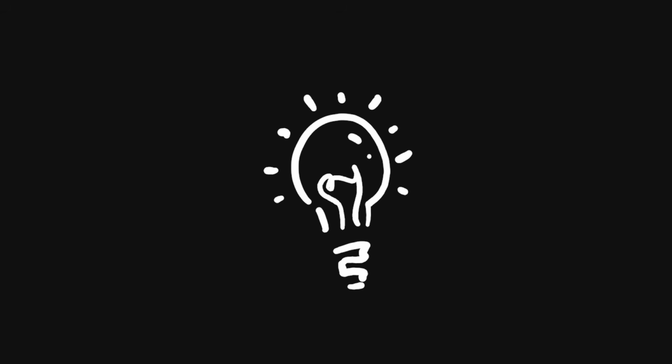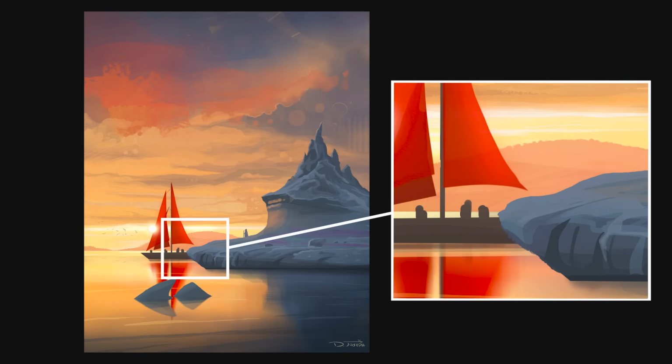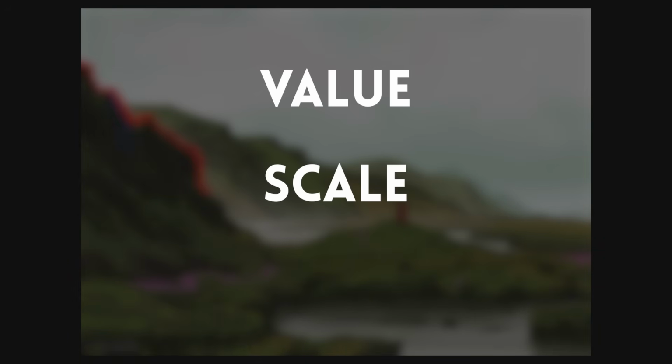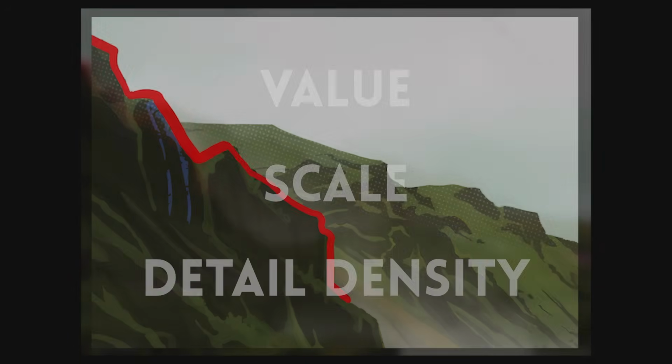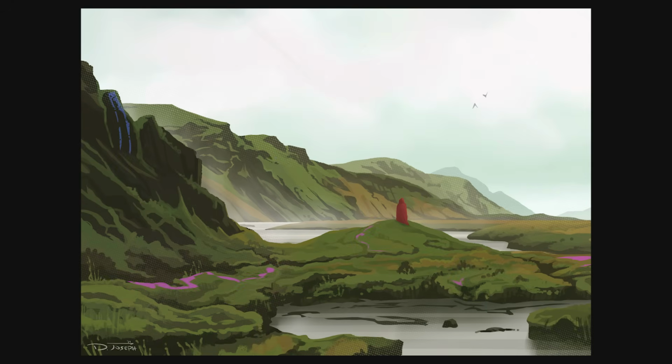The next idea would be overlap. Overlap is a good way to convey depth when combined with these other previous elements that we talked about, because overlap is allowing us to show one element in front of another and clearly indicate which one is closer and which one is further. So if we have a foreground element that overlaps a background element, and we have a clear indication of value, of scale, and of detail density, it then becomes very clear what's closer to us and what's further away from us.